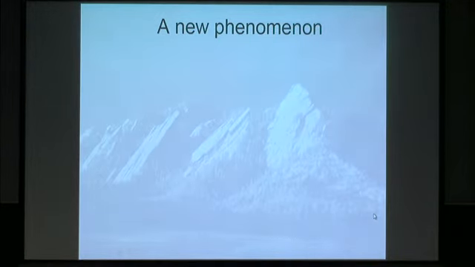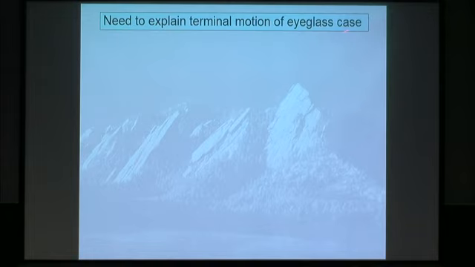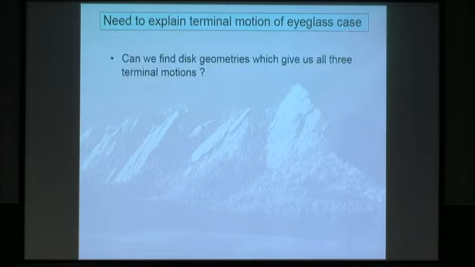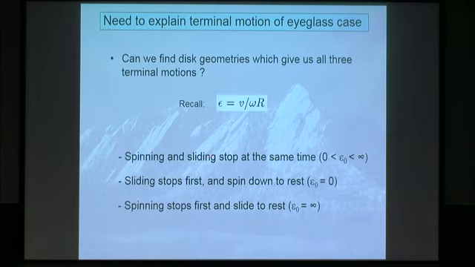All right, so this is the new phenomenon. We need to explain the terminal motion of an eyeglass case. Can we find disk geometries which give us all three terminal motions? Remember what epsilon is. It's v, the linear velocity, over the tip speed. All right, spinning and sliding stop at the same time if epsilon 0 is finite, if it's greater than 0 or less than infinity. Sliding stops first and spin down to rest occurs if epsilon 0 is 0, and spinning stops first and it slides to rest if epsilon 0 goes to infinity.